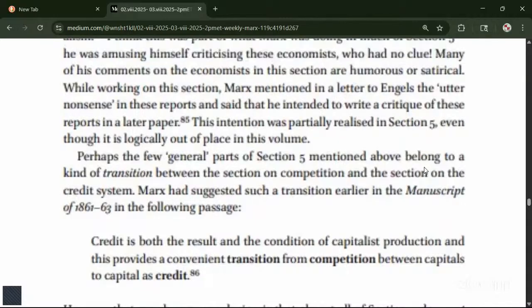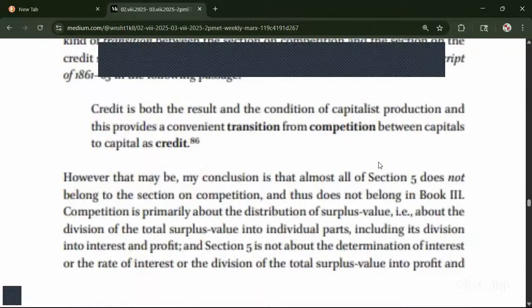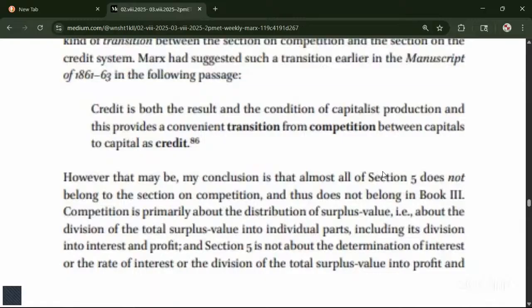Marx had suggested such a transition earlier in the manuscript of 1861 to 63 in the following passage: "Credit is both the result and the condition of capitalist production, and this provides a convenient transition from competition between capitals to capital as credit." Footnote 86. Now, however that may be, Moseley's conclusion is that almost all of Section 5 does not belong to the section on competition, and thus does not belong in Volume 3, Book 3 of Capital.